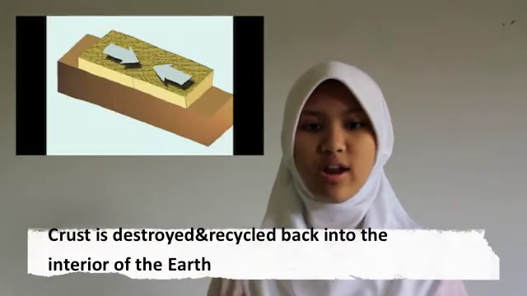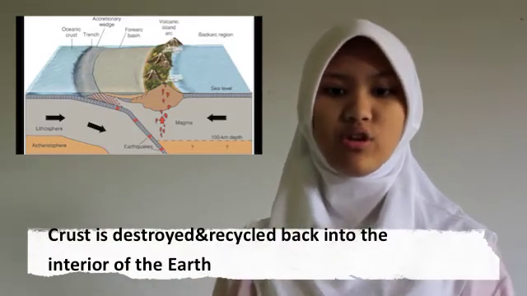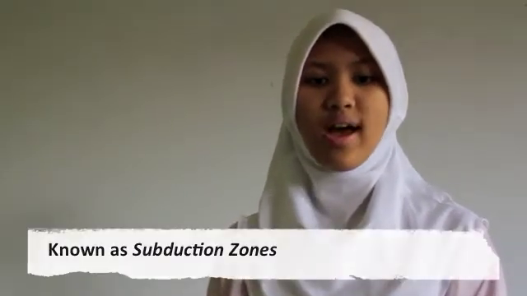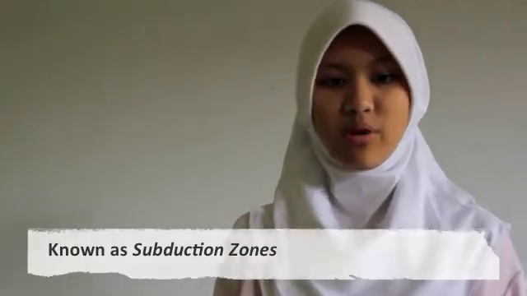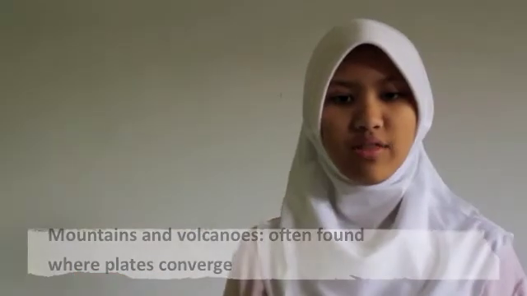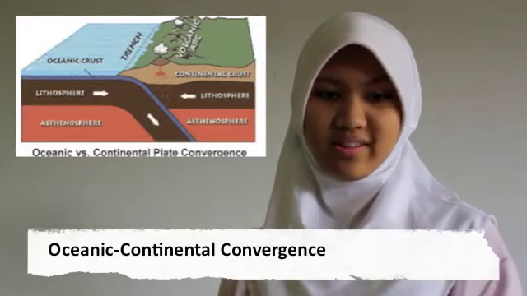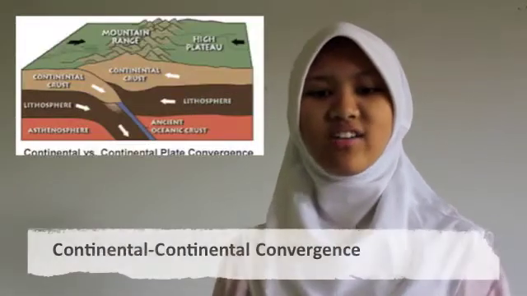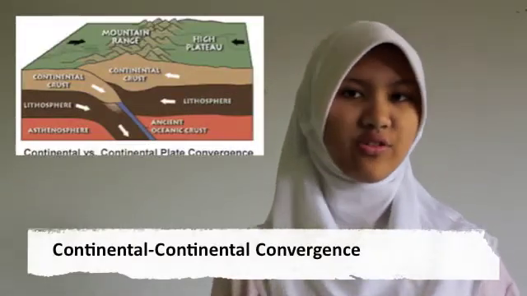Convergent boundaries. Here, crust is destroyed and recycled back into the interior of the Earth as one plate dives under another. They are known as subduction zones. Mountains and volcanoes are often found where plates converge. There are three types of convergent boundaries: oceanic-continental convergence, oceanic convergence, and continental convergence.